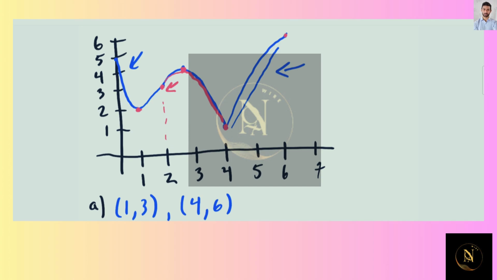At this point 4, 1, we're going from concave down to concave down again, so it's not an inflection point. So our only inflection point is at this point 2 comma 3.